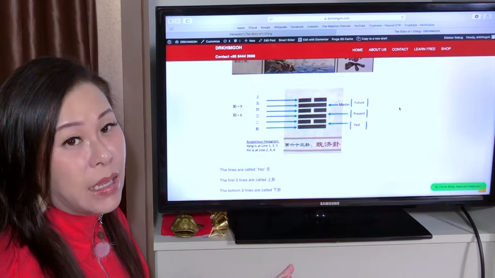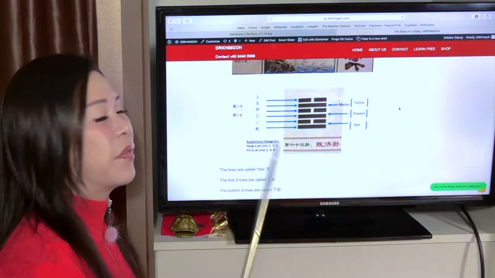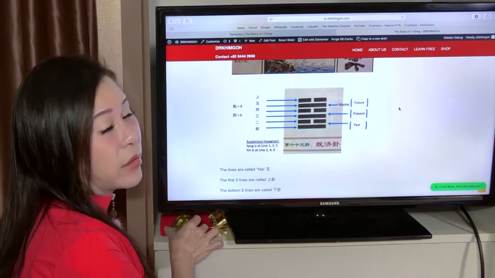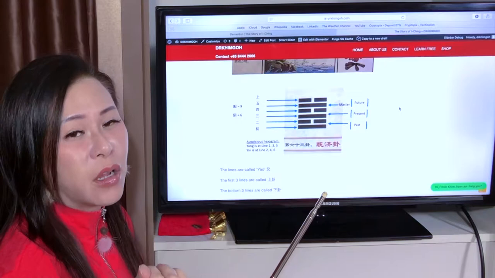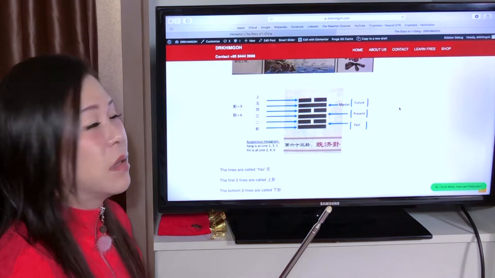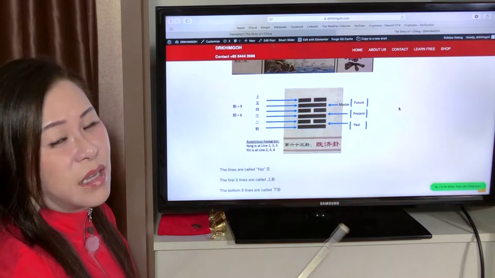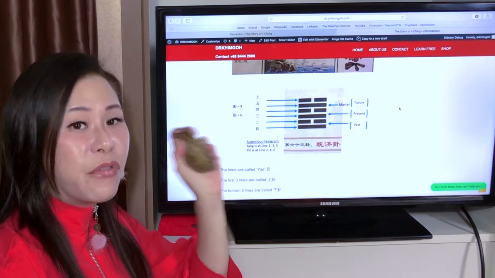But do not confuse this with the 3 you get when you toss a coin. In the last video, I taught you how to toss the coin. If you toss the coin and get a head, it represents the number 3. If it's a tail, it represents a 2. So this is different. That is the identification of the lines, and this one is the identification for the head or the tail. 3 is yang, 2 is yin. So do not confuse yourself.